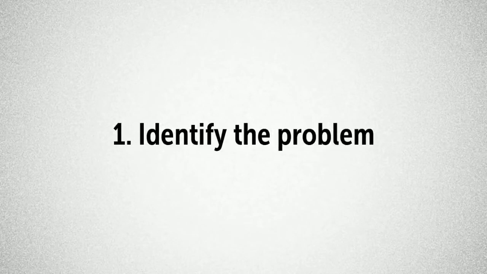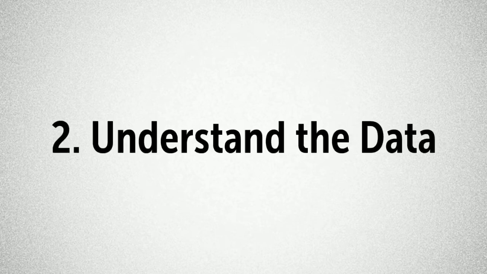So let's review. First, we need to identify the problem. We use evaluations for this. For example, we would give a math assessment to find any holes in learning in addition and subtraction. 2, we understand the data. We take the information that we get from our addition and subtraction test and we understand where the faults are. We also look at the other data like attitudes and behaviors.